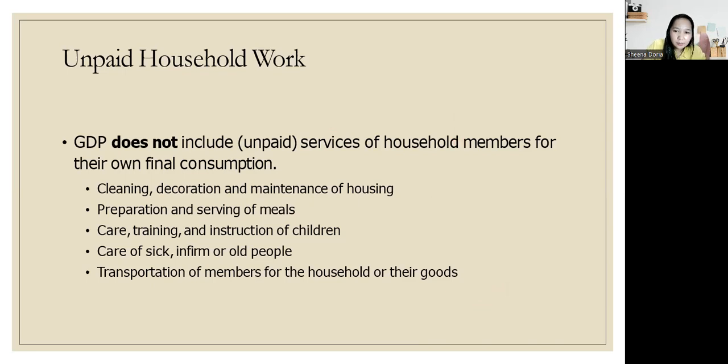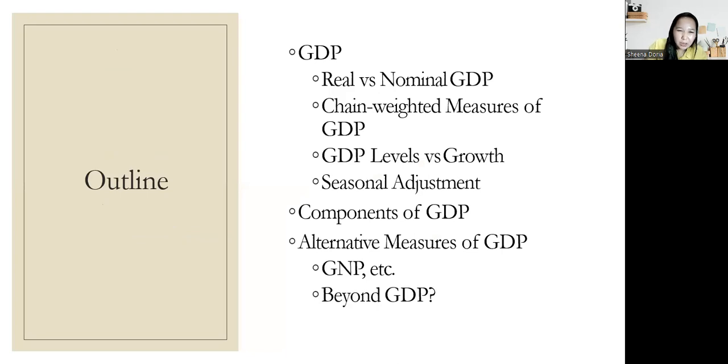Okay. Ayun, so that is the first part of our discussion. Okay, so I hope you understood the first part. And the next part, we will be tackling GDP, real versus nominal, chain-weighted measures of GDP, GDP levels versus growth, seasonal adjustment, components of GDP or alternative measures of GDP, etc., and beyond GDP. Okay, I'll see you in the next part.